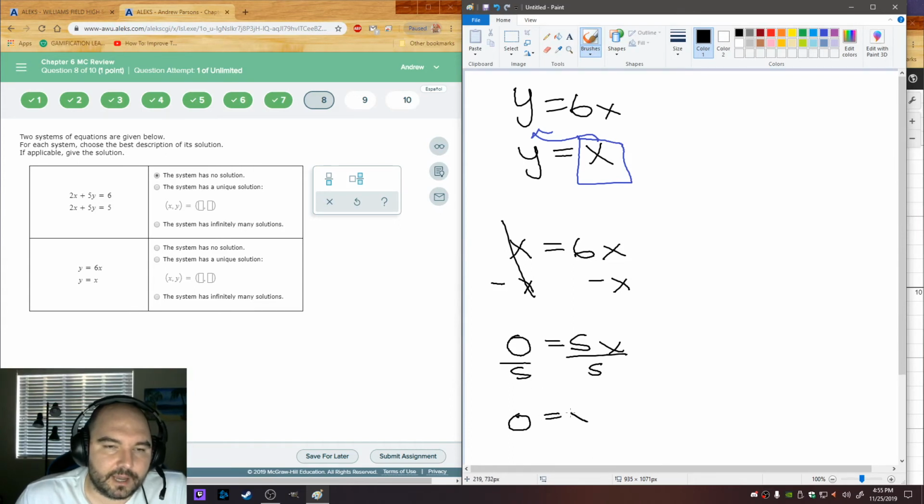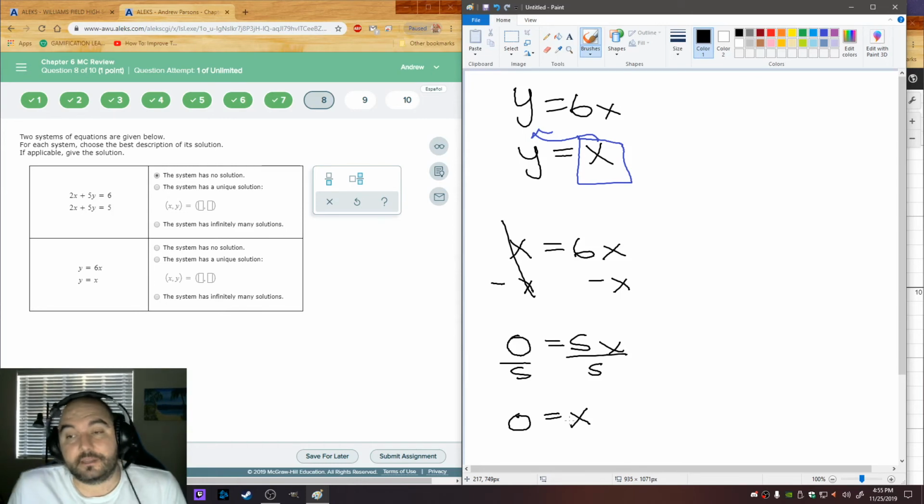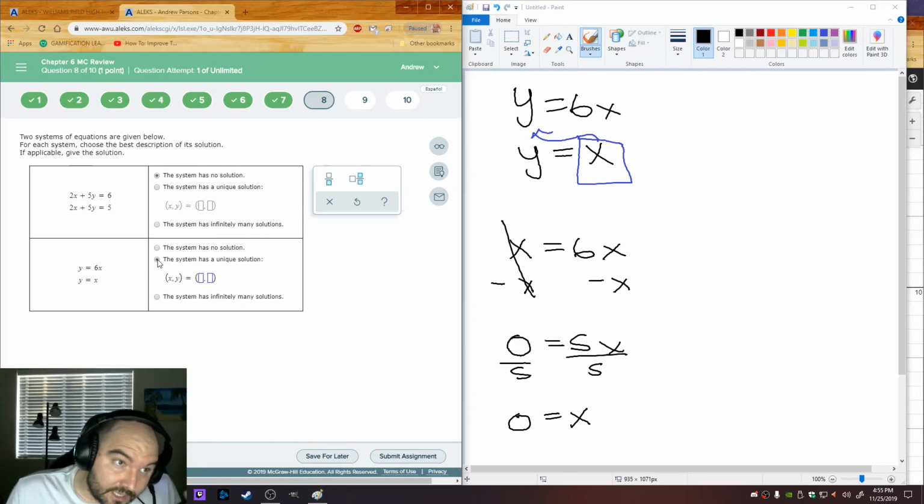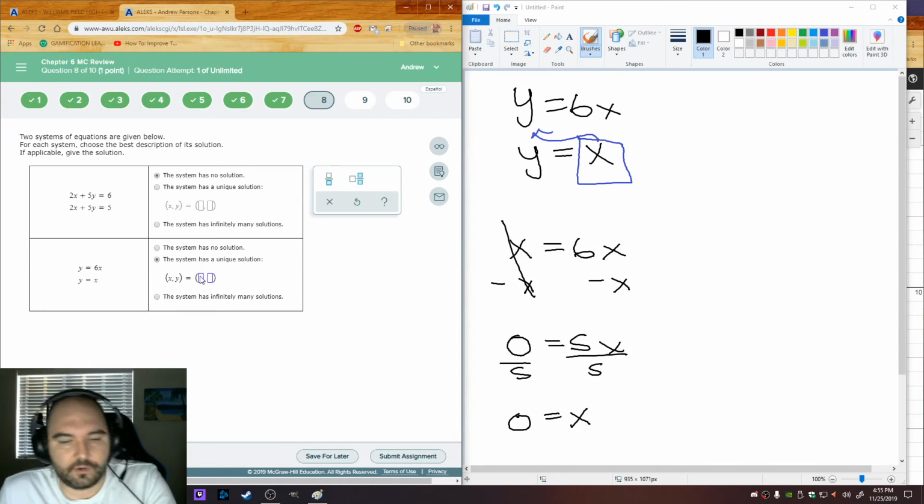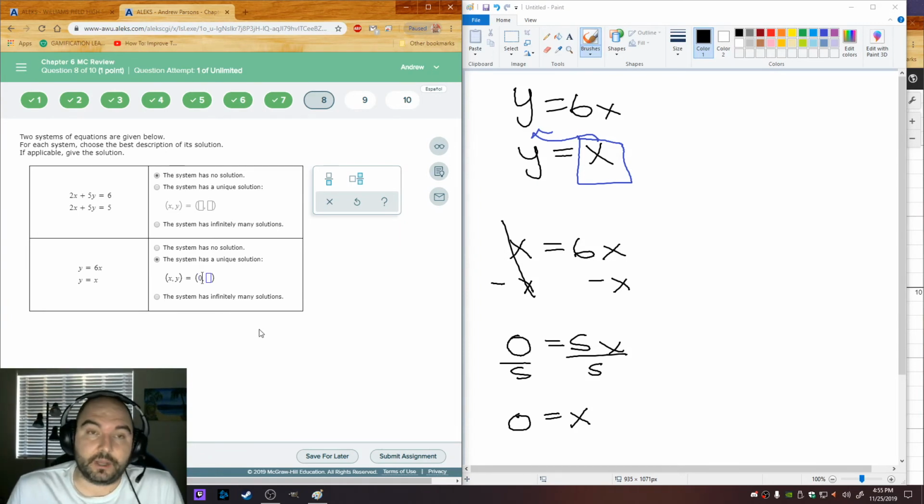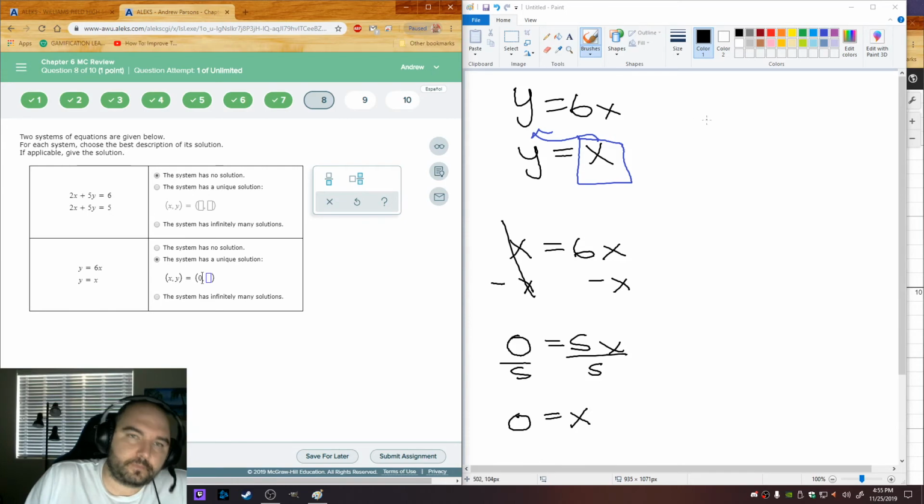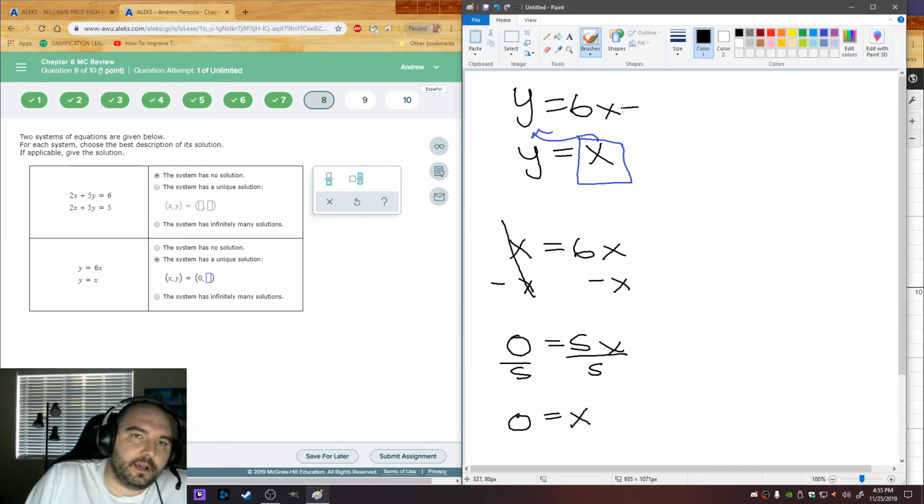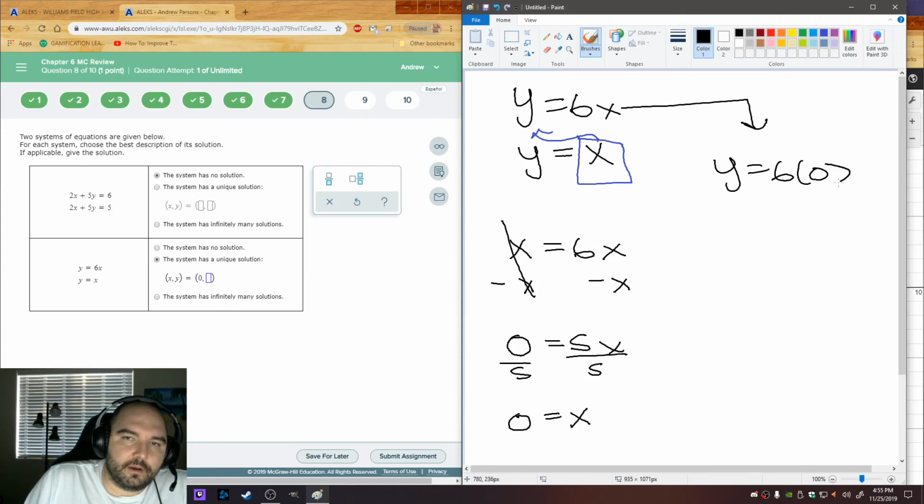0 equals x. So what that means is this. It's not a special answer. It's not no solution. It's not infinitely many solutions. It is a unique solution, and it's 0, comma, well, you gotta plug it in and see what you get. I hope it's very obvious, though. I'll use the top one just to illustrate it. y equals 6 times 0, and 6 times 0 is 0. If I'd plugged it into the second one, it would have just said y equals 0, and I would have been like, oh, okay, that's the answer. So it's 0, comma 0.